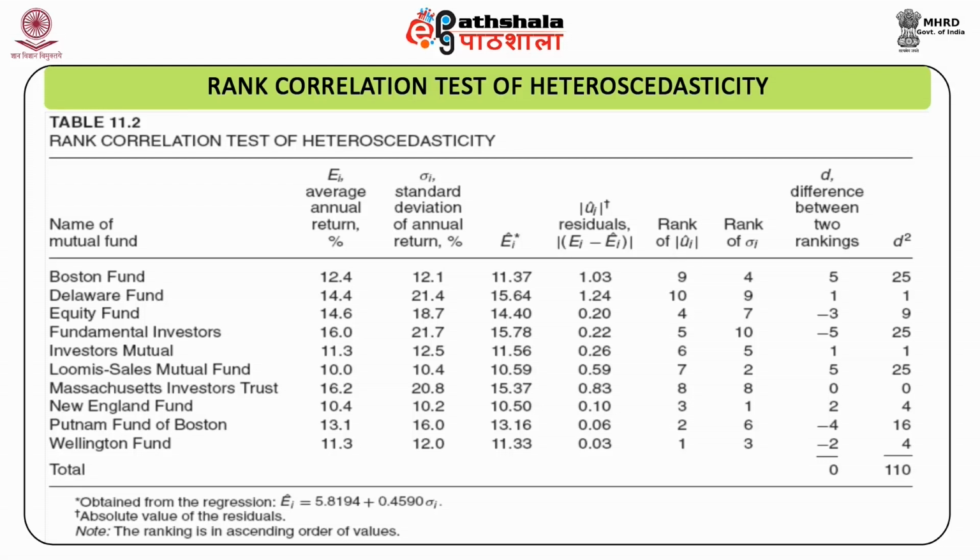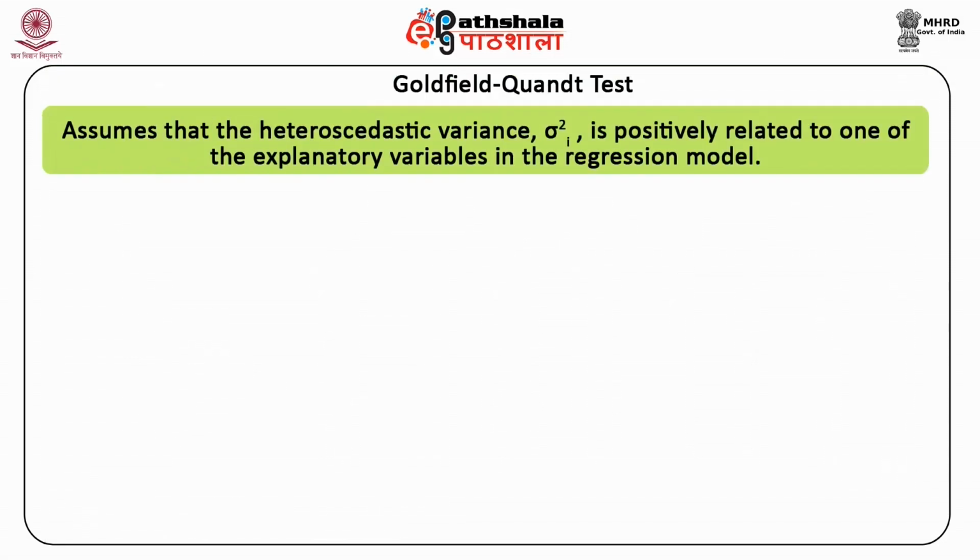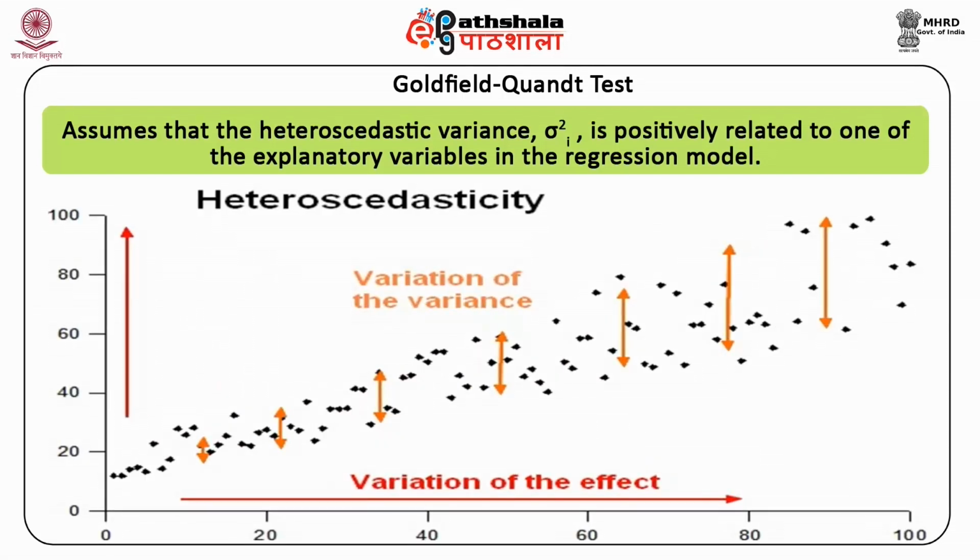For 8 df, this t value is not significant even at the 10% level of significance. The p value is 0.17. Thus, there is no evidence of a systematic relationship between the absolute values of the residuals and the explanatory variable, which might prove that there is no heteroscedasticity. This method assumes that the heteroscedastic variance sigma i square is positively related to one of the explanatory variables in the regression model.